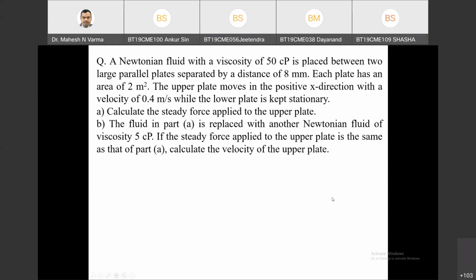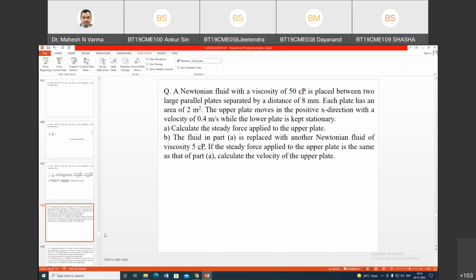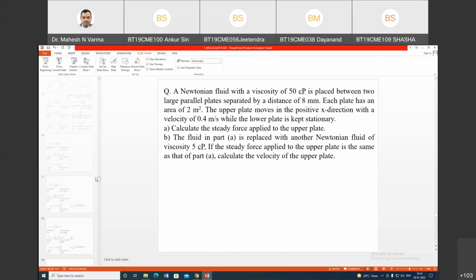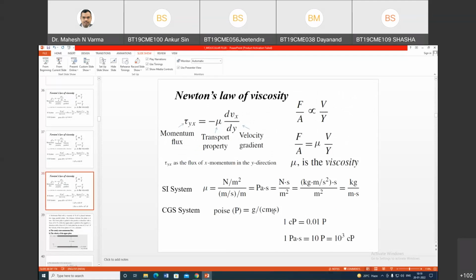They are converting from centipoise to poise. They should convert that into SI units, which is what I am telling you. That was discussed in class. I know where you will make a mistake, and this slide was discussed correctly actually. Can you see the slide? This is SI unit. So 1 Pascal second equals 10 raised to 3 centipoise.